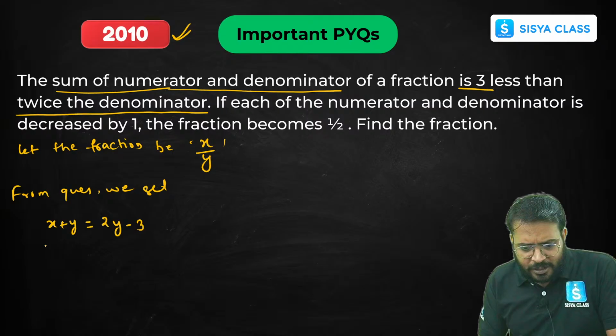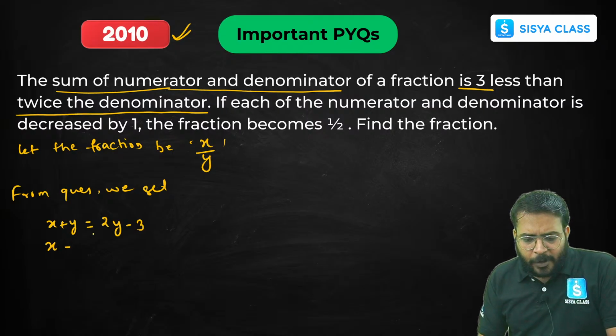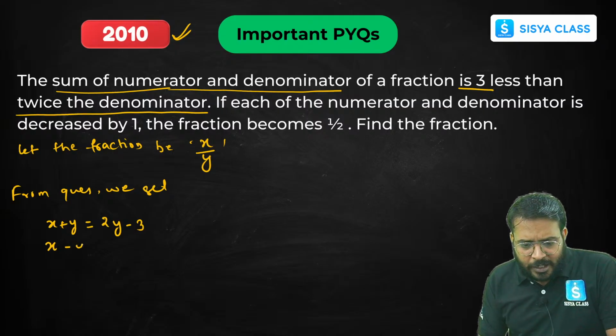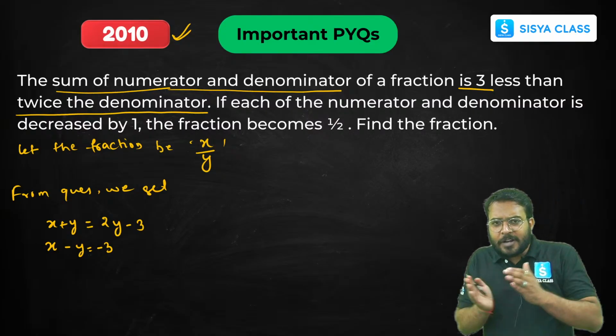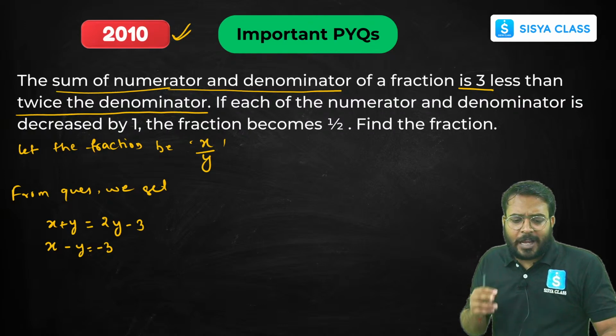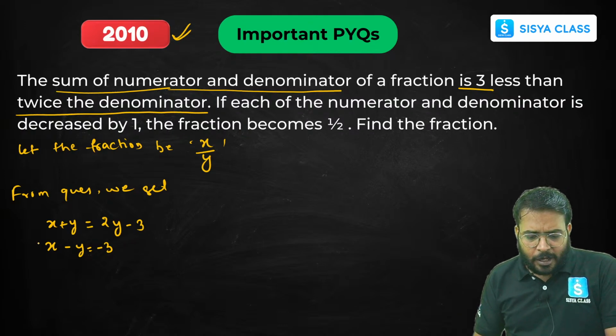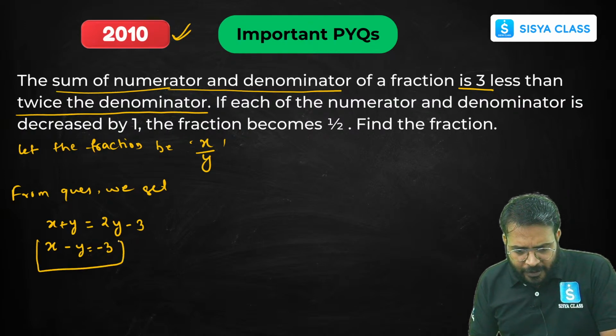What you will get? You will get x plus y minus 2y, so you will get x minus y is equal to minus 3, fine, just keep it like this. 2y I have taken to the other hand side, it will become y minus 2y, and y minus 2y means minus y. All right. So this is my equation 1. Okay. So here I got my one equation.